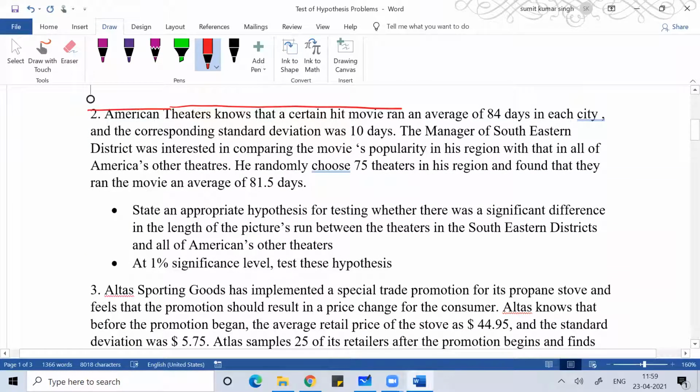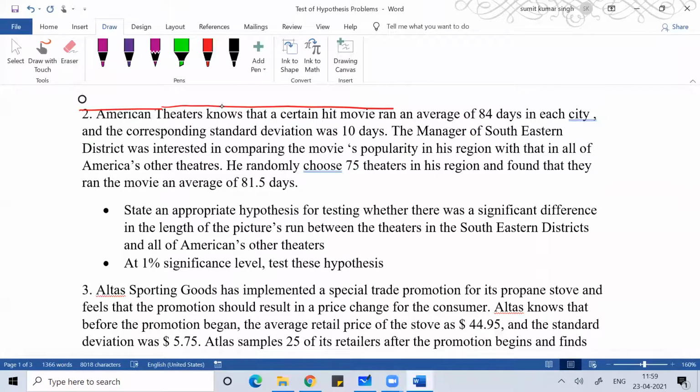So at the end of the class, I'll give you the other questions. If you want, you can do them. All these questions will be forwarded to you. So now you see the next question. Now you can see the next problem.